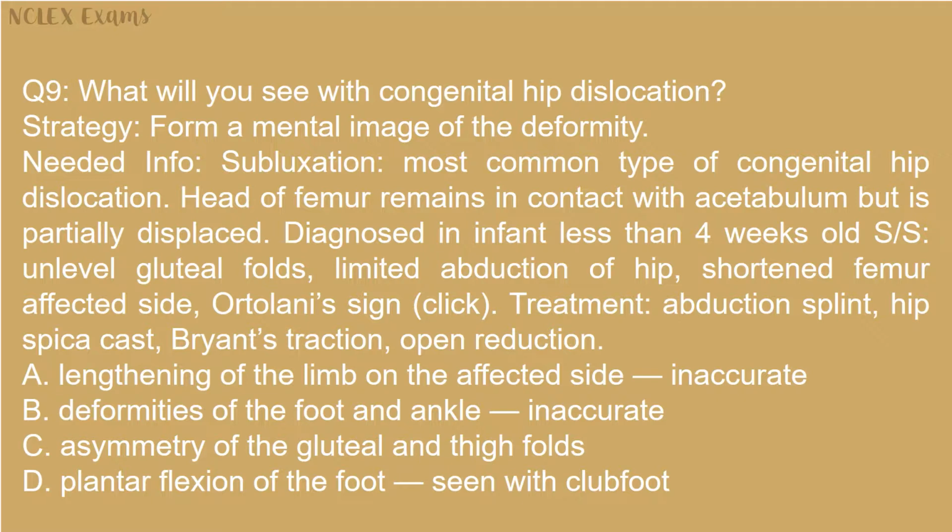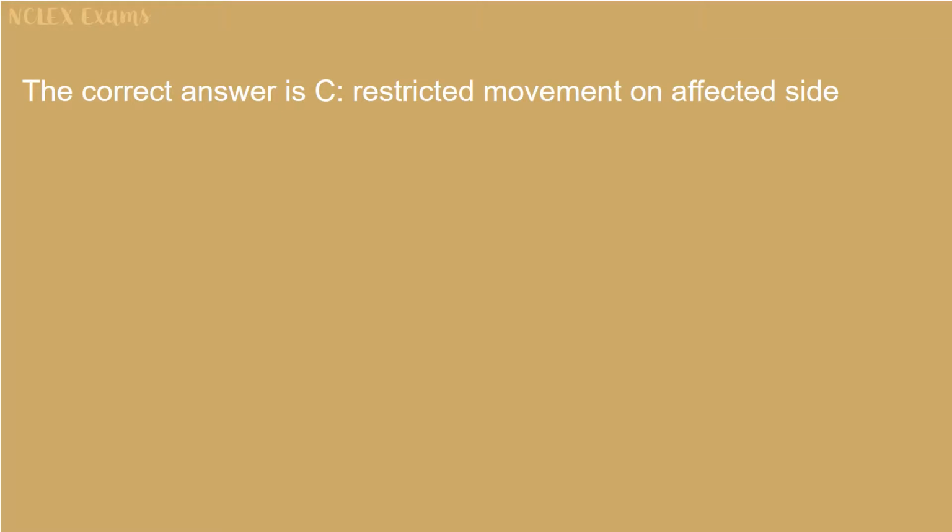A. Lengthening of the limb on the affected side, inaccurate. B. Deformities of the foot and ankle, inaccurate. C. Asymmetry of the gluteal and thigh folds. D. Plantar flexion of the foot, seen with clubfoot. The correct answer is C. Restricted movement unaffected side.